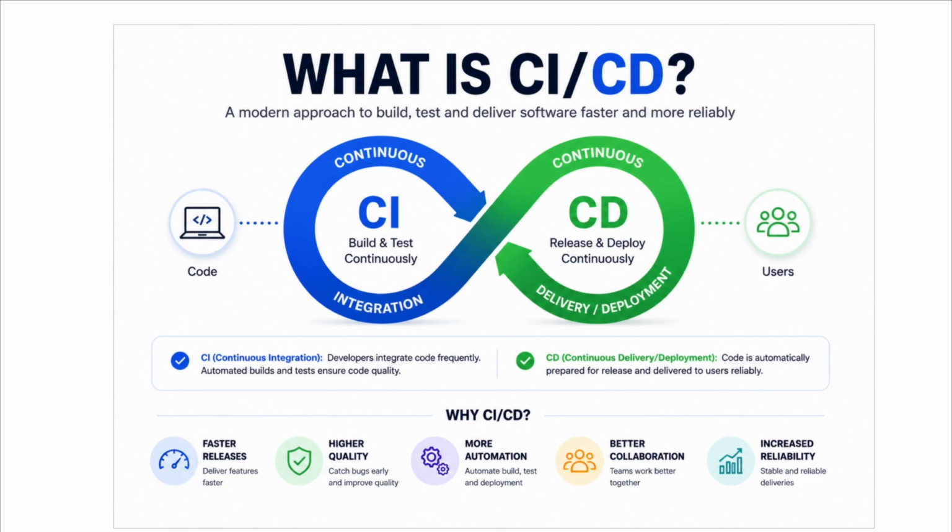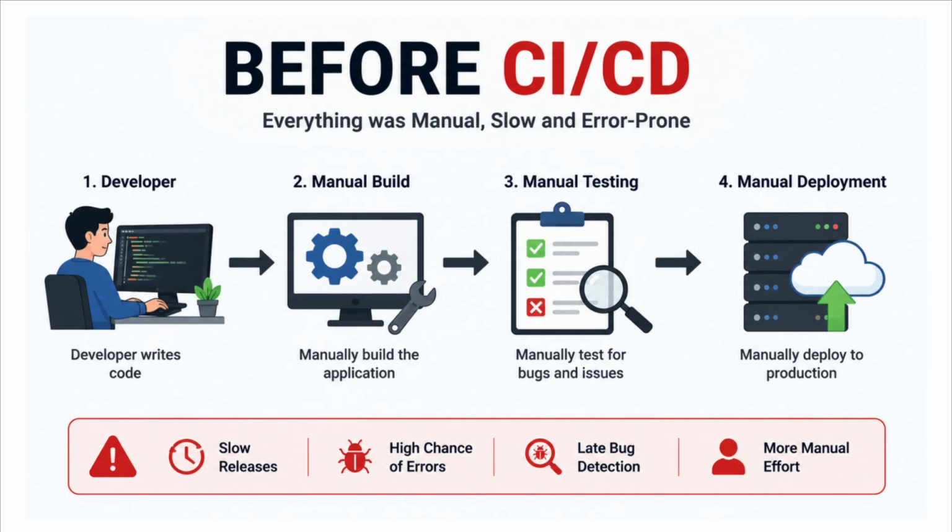Now, let's understand why CI/CD became so important. Before CI/CD, software development was mostly manual. A developer writes the code, then someone manually builds the application. After that, testers manually test the application. Finally, the operations team manually deploys it to the server. This process takes a lot of time. If there is a bug, it may be discovered very late.